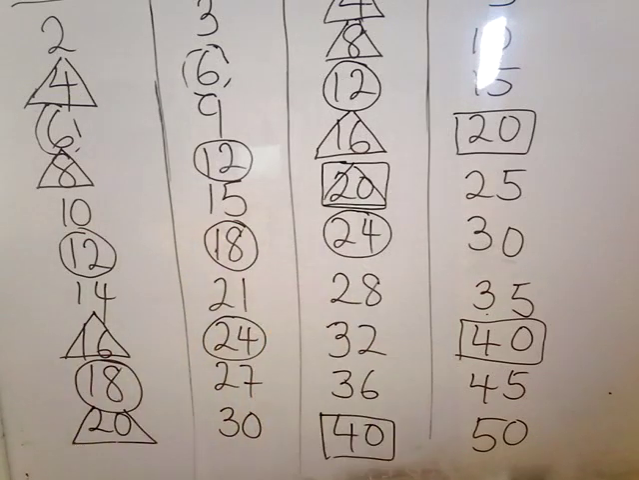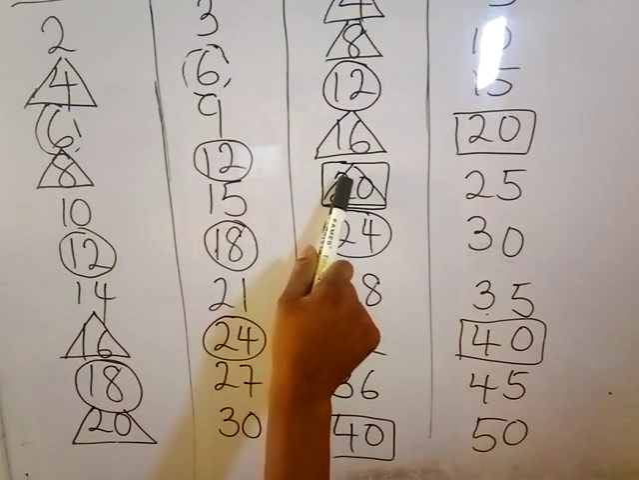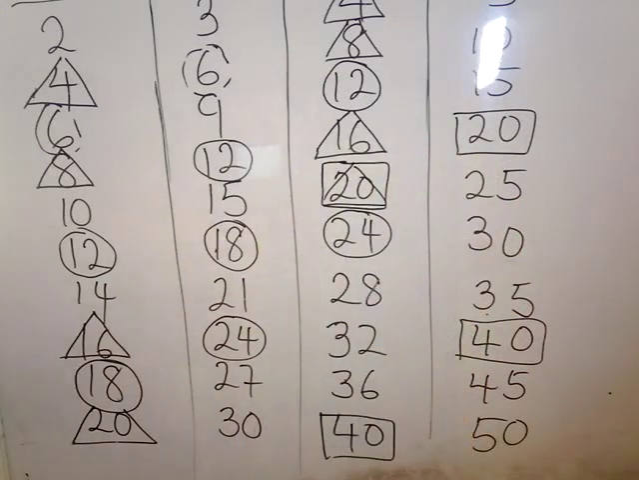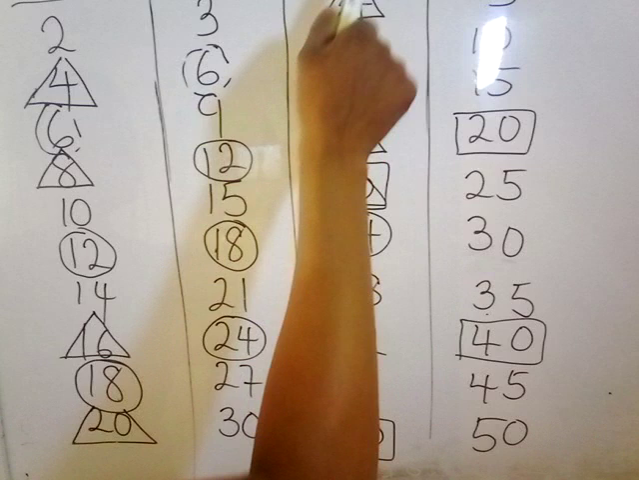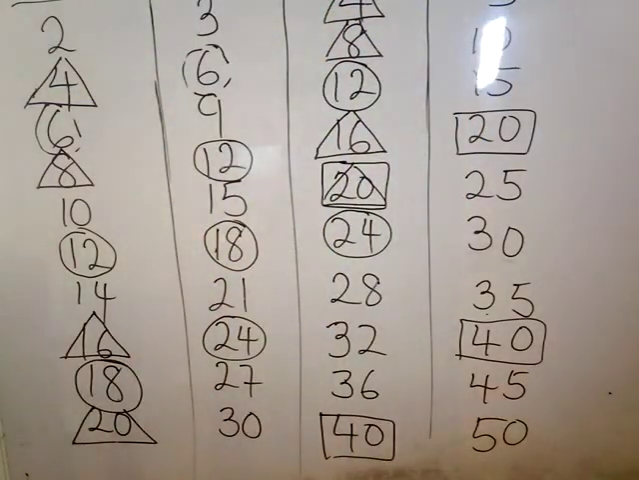Now let's come to 4 and 5. Here we have 20 in the column of 4, we have 20 in the column of 5. That means that 20 is a common multiple of 4 and 5. Okay, so I hope it's getting clearer.